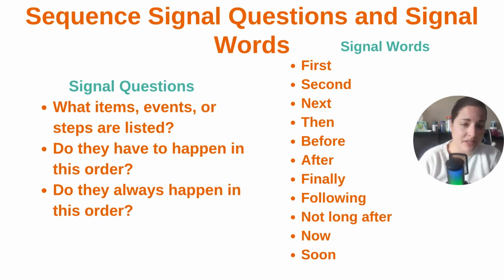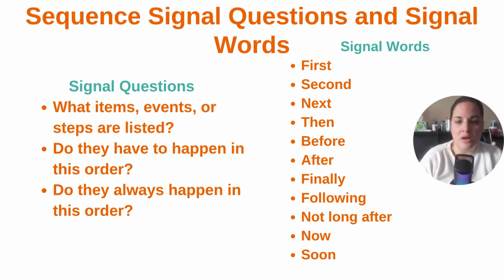So sequence signal words and signal questions are going to be pretty distinct here. Our signal words: first, second, next, then, before, after, pretty much everything that has to do with the order in which something is done, the time in which something is done, they're all going to have that same common thread here. Not long after, following, all of those things.